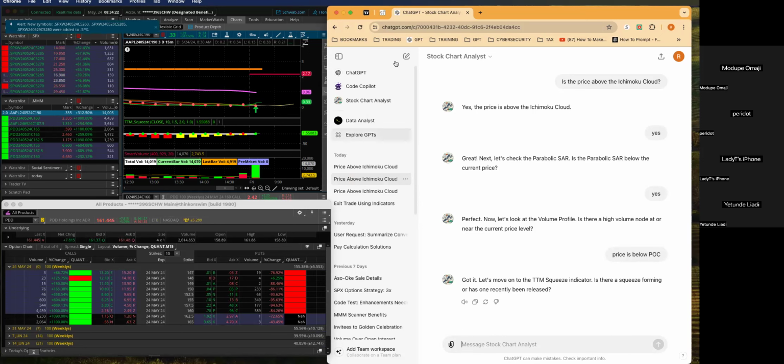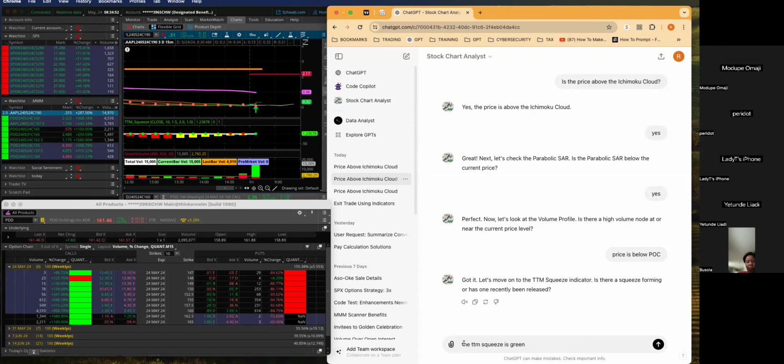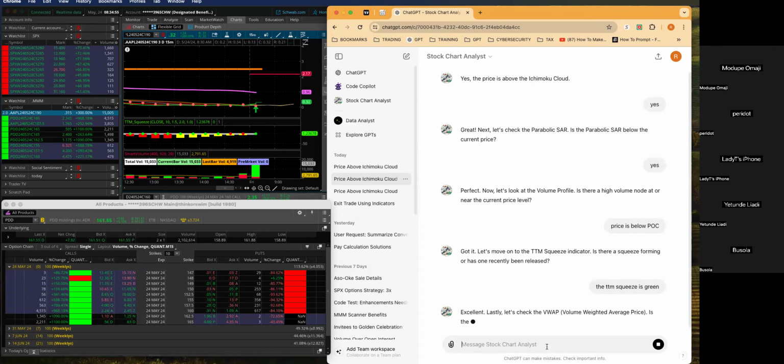Got it. So now the TTM squeeze. This is the TTM squeeze right here. Is there a squeeze forming, or has one recently been formed? Describe it as best you can. So it said the TTM squeeze is green. That's what you see here, right? And then it gives you, excellent.